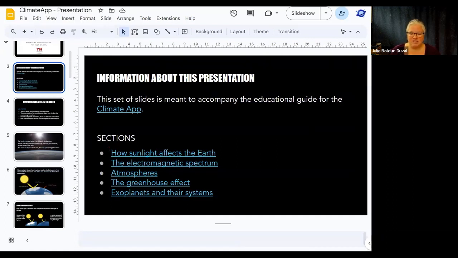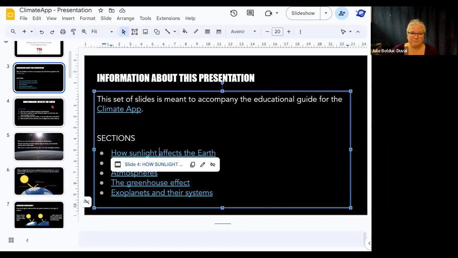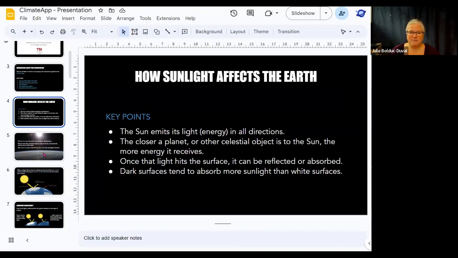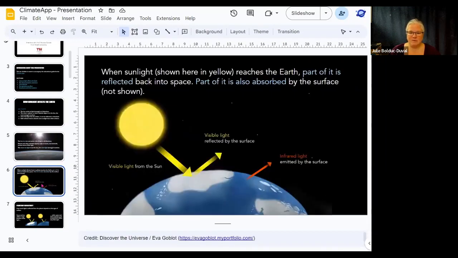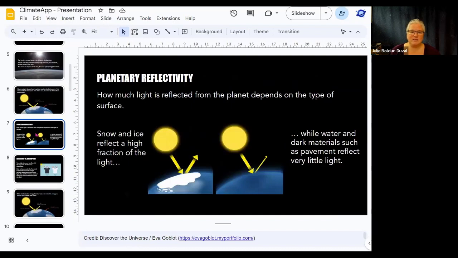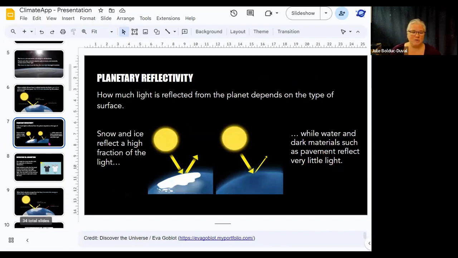But we have five sections, so how sunlight affects the Earth. And we also always have key points, and then explain a little bit what happens, that some light is reflected, some light is absorbed. We talk about the albedo a little bit here. We don't necessarily mention albedo, but how snow and ice will reflect a large fraction of the light, but water and dark materials will mostly absorb it.